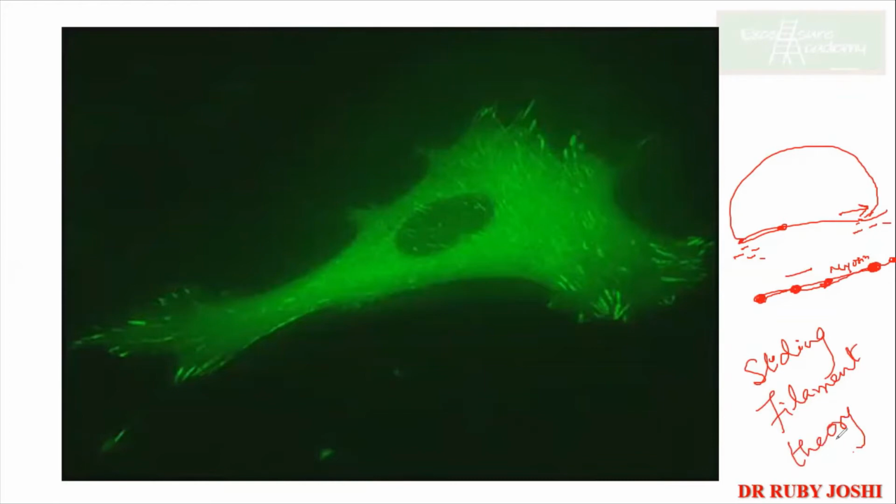During muscle contractions, usually we talk about the sliding filament theory. The same phenomenon is used whenever the actin filaments are there and myosin is contracting, so that the cell can move in the forward direction.